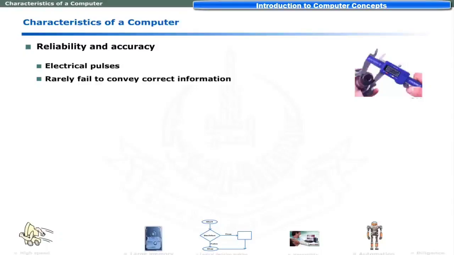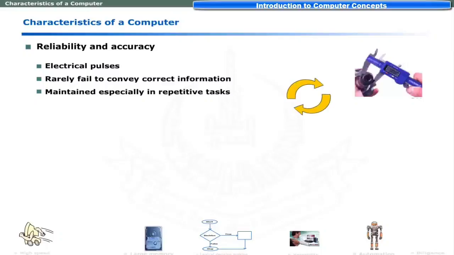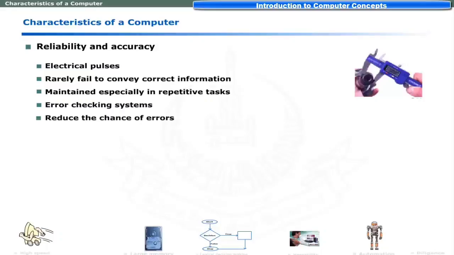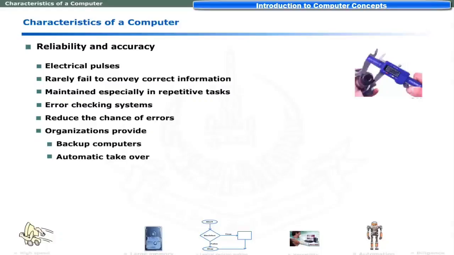The reliability of computers is maintained, especially in repetitive tasks. Further, the error-checking systems are built in the computer to reduce the chance of errors. Organizations provide backup computers that automatically take over in case the main computer fails. Recovery systems are implemented to further strengthen the reliability of data.